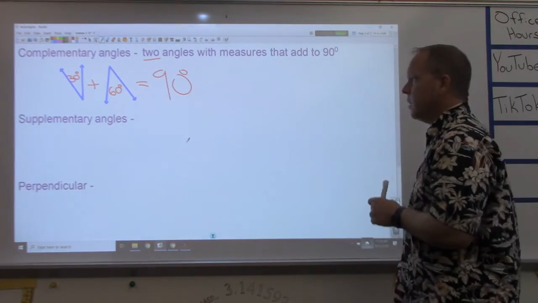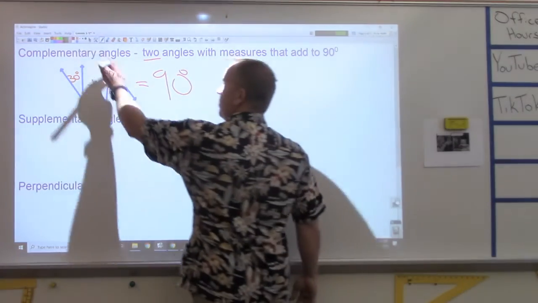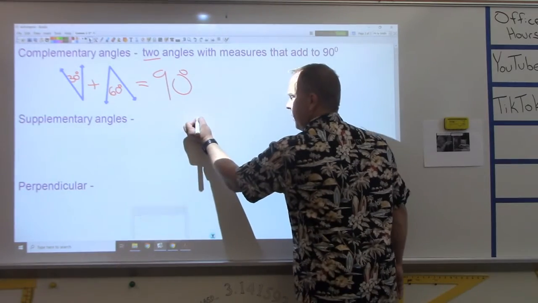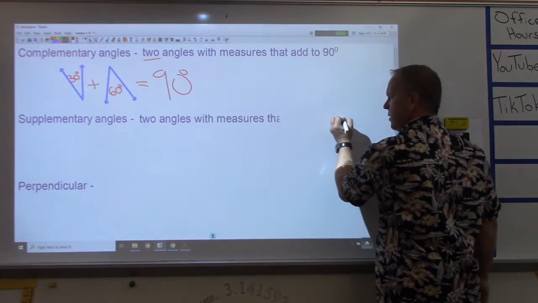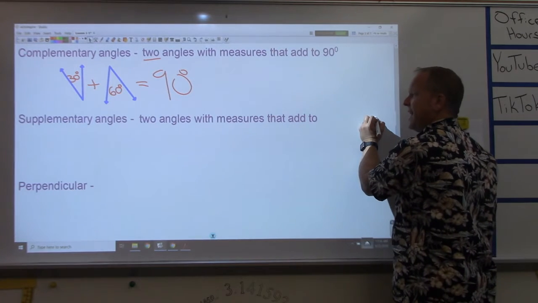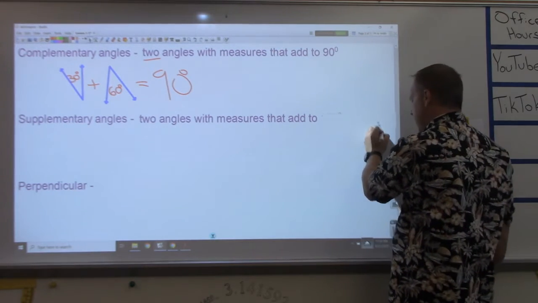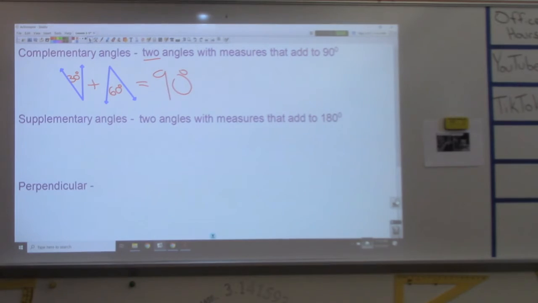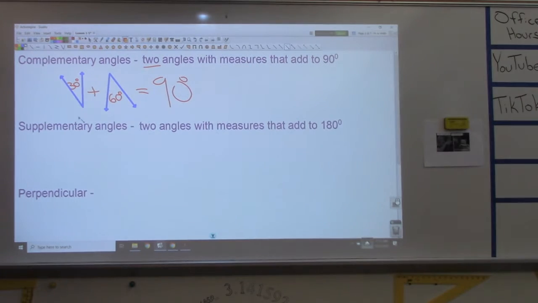Supplementary angles. Now the definition for supplementary is almost exactly the same as complementary. Matter of fact, it's the same all the way up until here. Complementary angles add to 90 degrees. Supplementary angles add to 180 degrees. So let's draw another quick example here.